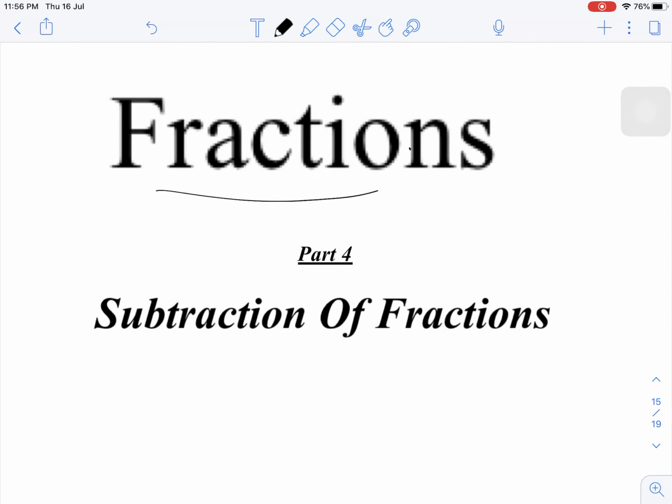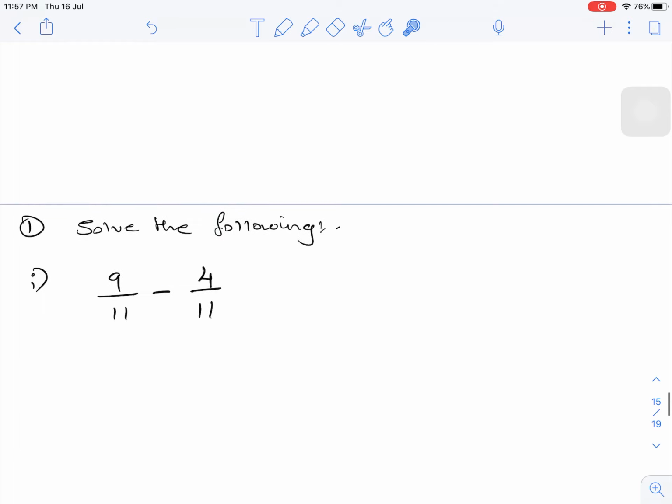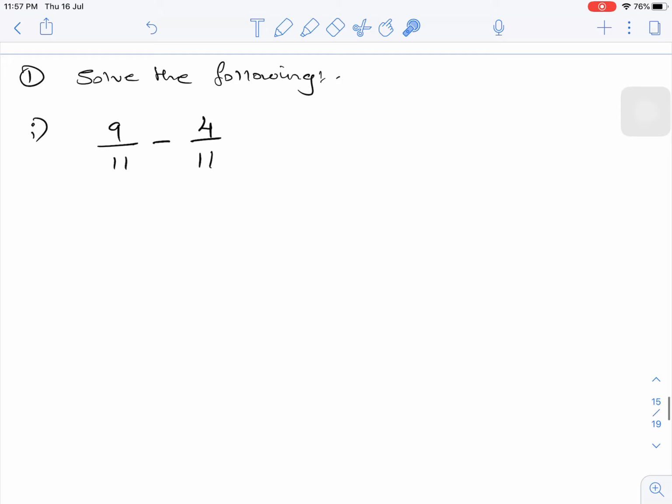We have started a chapter that is Fractions, chapter number 2 of class 7. Today we are going to learn subtraction of fractions. In the previous period we have learned about addition of fractions. So let us start subtraction of fractions. So here we have first example. Solve the following. 9 upon 11 minus 4 upon 11.